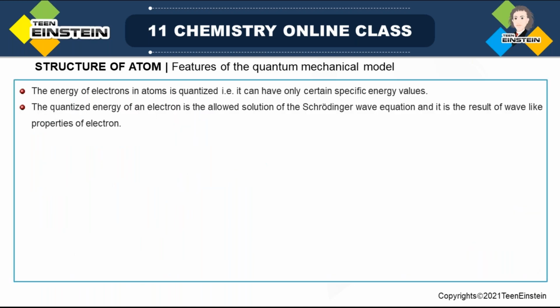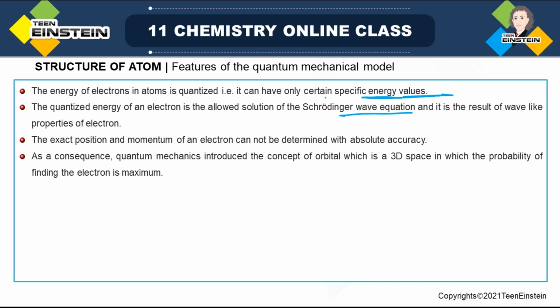Some features of this quantum mechanical model. The energy of electrons in atoms is quantized. It can only have certain values, the values that are allowed according to the equation H psi equal to E psi. The quantized energy of an electron is the allowed solution of this wave equation, and it is the result of the wave-like properties of the electron also.